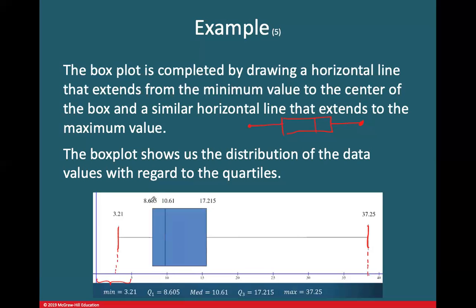And then Q1 was 8.605. Since this is 5, and this is 10, it must be here, it's okay. And Q2, it's okay. Q3, everything is okay.